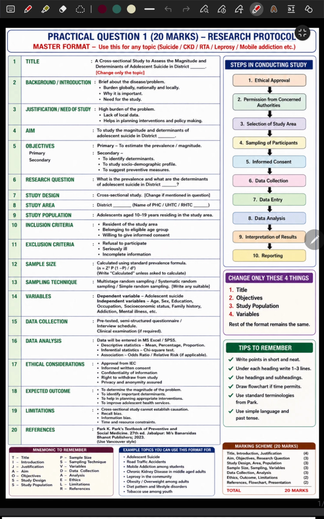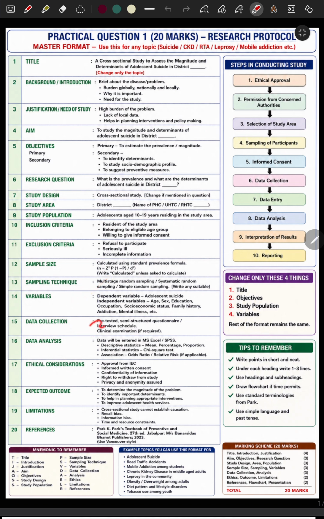Sample size: there is a standard prevalence formula, so you have to calculate by that. Sampling technique: there is multi-stage random sampling, systematic random sampling, simple random sampling, any technique. Variables: dependent variable like adolescent suicide. Independent are age, sex, education, occupation, socioeconomic status, family history, addiction, mental illness, etc. All this data is necessary.